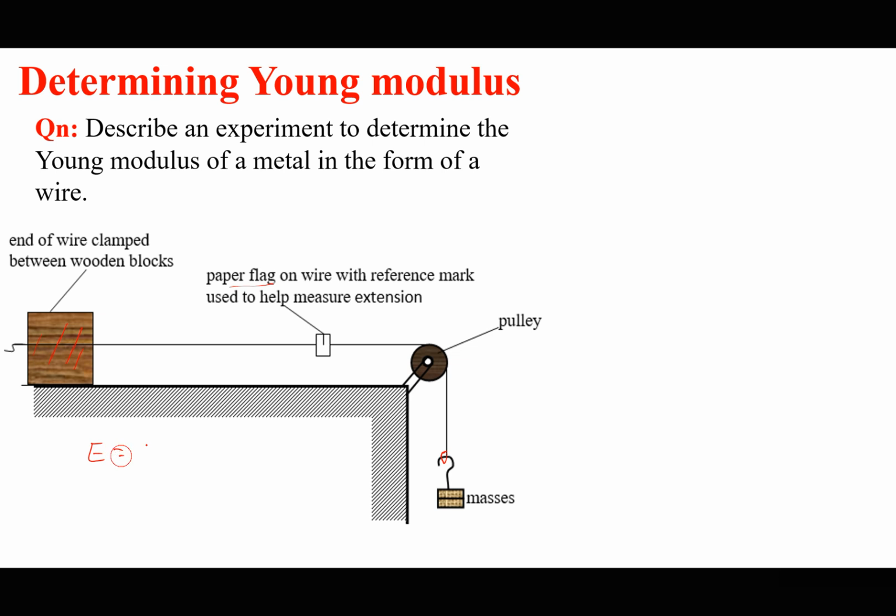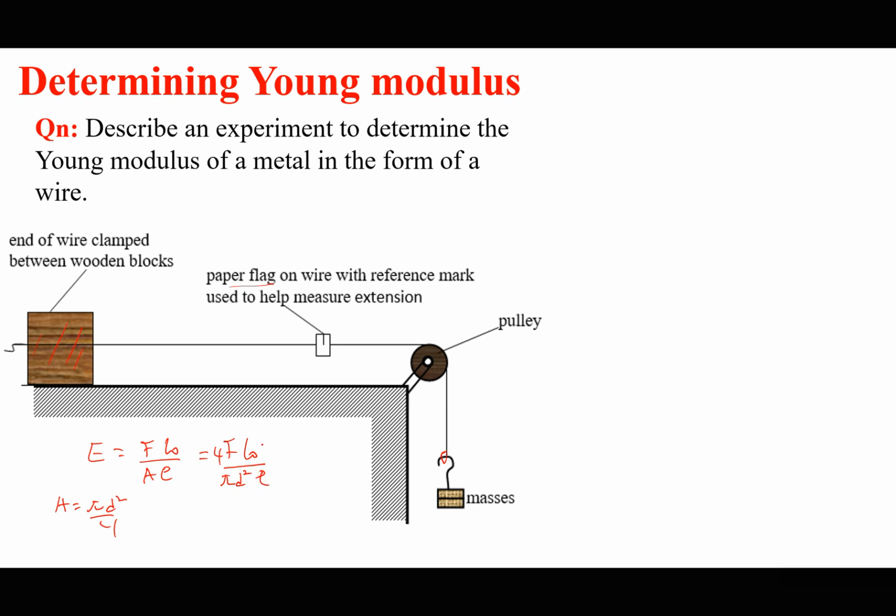Young modulus is equal to the force times the original length over cross-sectional area times extension, which is the same as the force times the original length over... To find the area, remember area is pi d squared over 4. So this is going to be pi d squared. The 4 goes up, then times the extension.